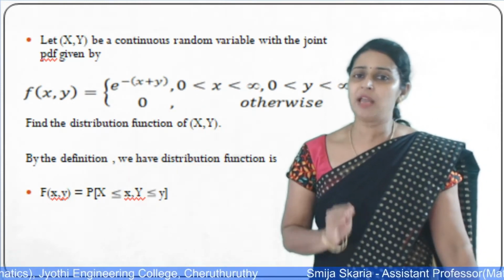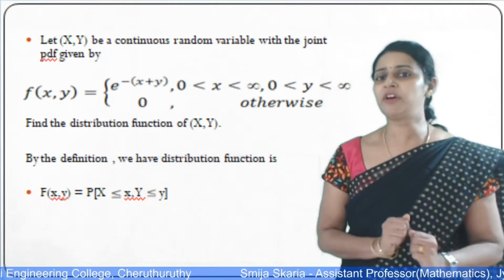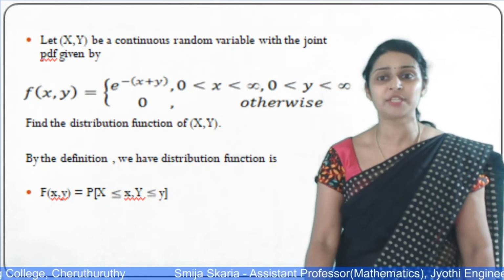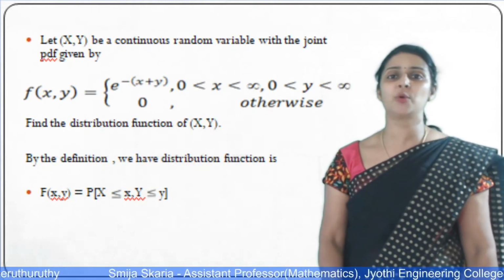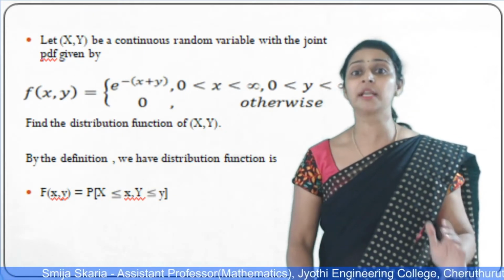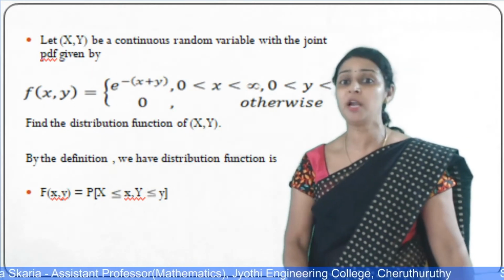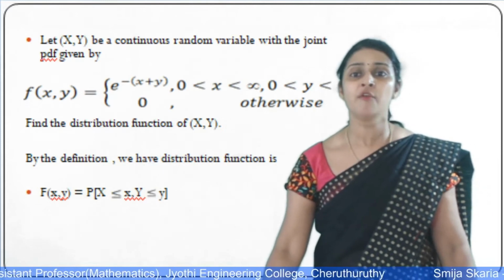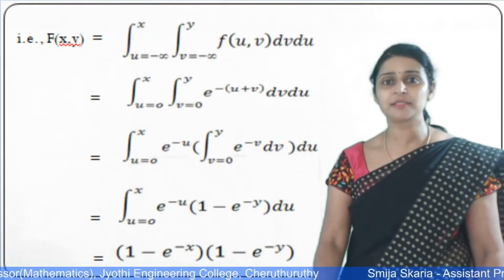In the last class, we discussed the equation for the distribution function. For any two-dimensional random variable, the general definition of the distribution function is F(x,y) equal to probability of X less than or equal to x, Y less than or equal to y. Here the random variable is continuous. To find the distribution function in the continuous case, we have to take the integration.